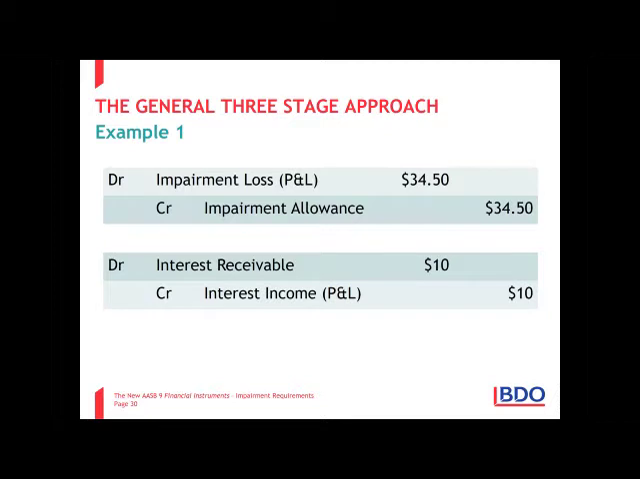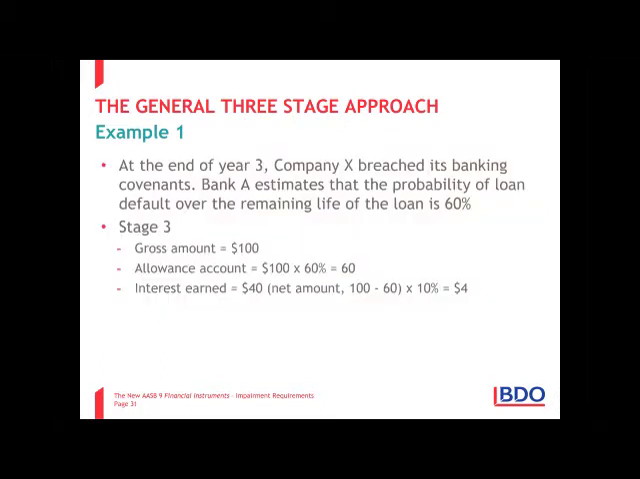So remember, at the end of year 1, we had an allowance account of 50 cents. So what do we do now at the end of year 2? We would say debit an impairment loss in profit and loss $34.50, and we would credit an impairment allowance $34.50. So our impairment allowance is now sitting at $35. We would continue in stage 2 to recognize our interest income on the gross amount. So the $100 gross multiplied with 10% will give me interest income of $10.